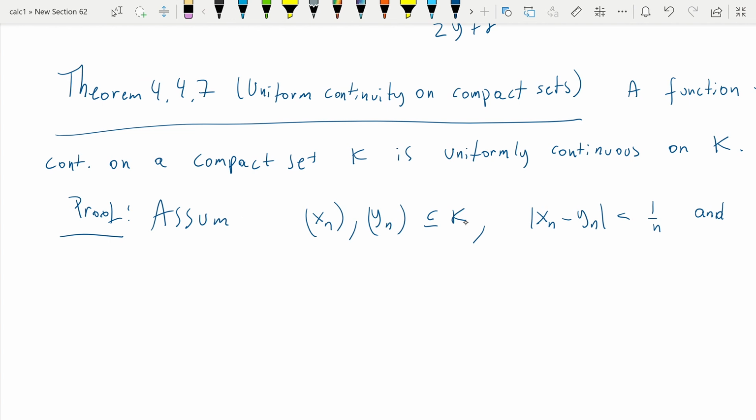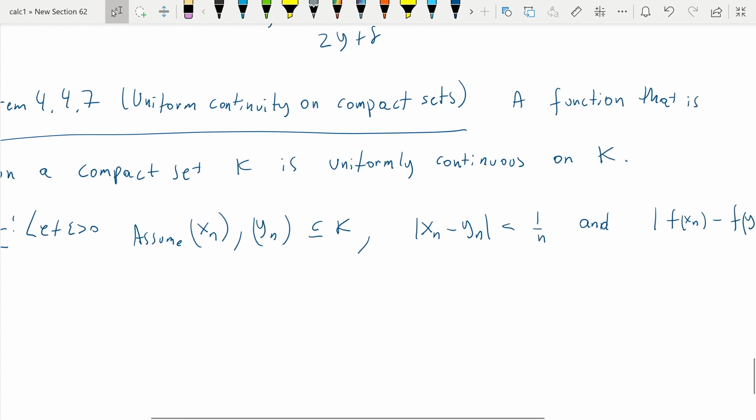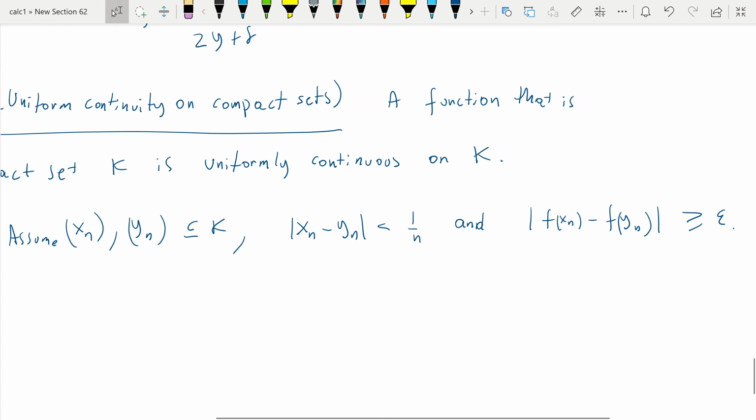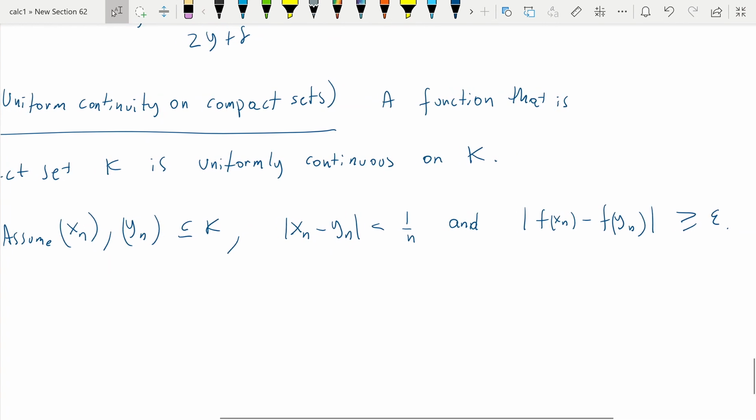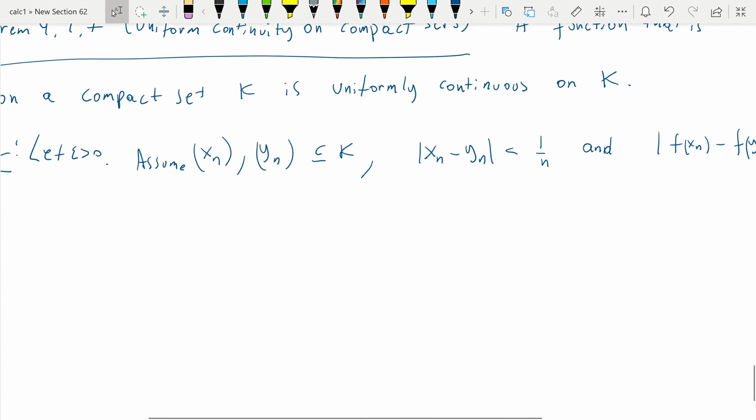Okay, let's start again. Since I said it, I forgot to write it down, but let epsilon be a small positive number. And now we assume we have two sequences, xn and yn, such that the absolute value of xn minus yn is less than 1 over n, and the absolute value of f of xn minus f of yn is greater than or equal to epsilon. So using compactness, we're going to arrive at a contradiction.